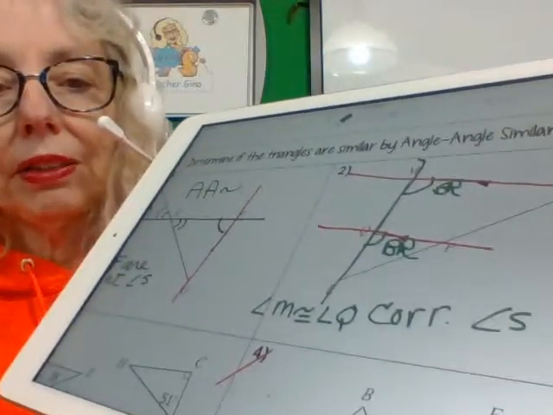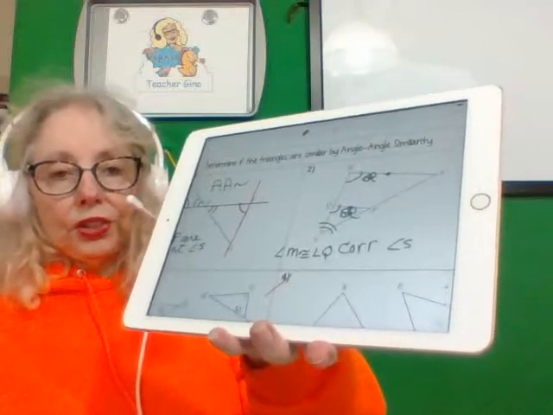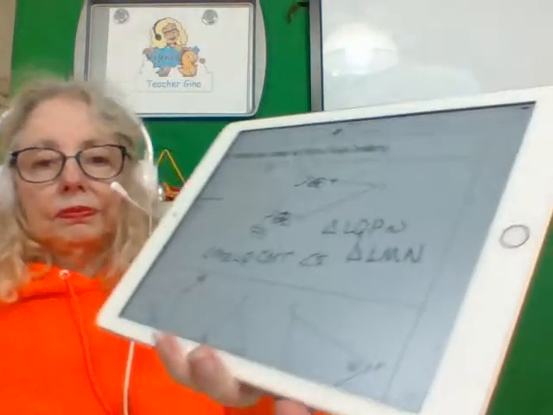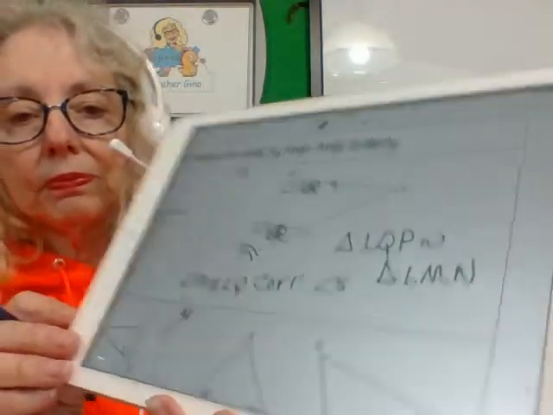They're corresponding angles. And of course, angle L, I'm going to erase this line. Erase that, make it a little bit neater. Angle L is part of both triangles. So that's your second one. So again, that one is congruent by angle, angle, angle. And our two triangles are triangle LQP, which is similar to triangle LMN.